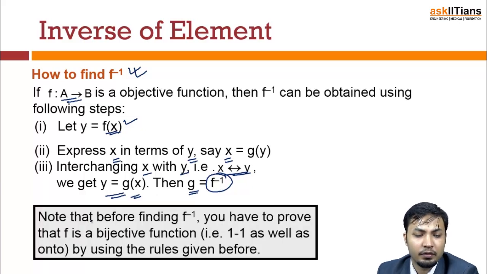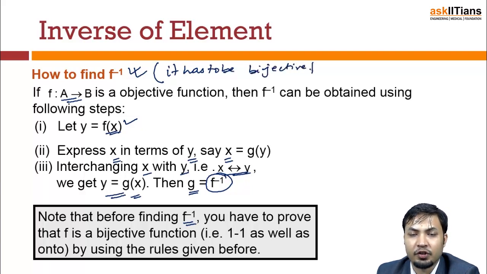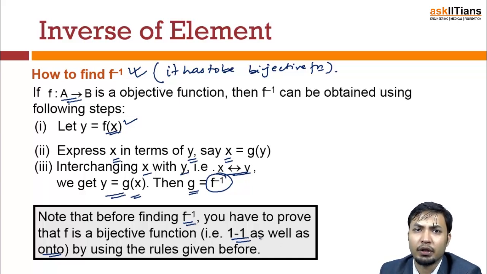Now I need to note that in these cases, before finding f inverse, you have to prove that it is a bijective function. That is, one-one as well as onto, by using the rules. You need to first find out by the rule that it is one-one and onto, and only then can you find the inverse of that element.